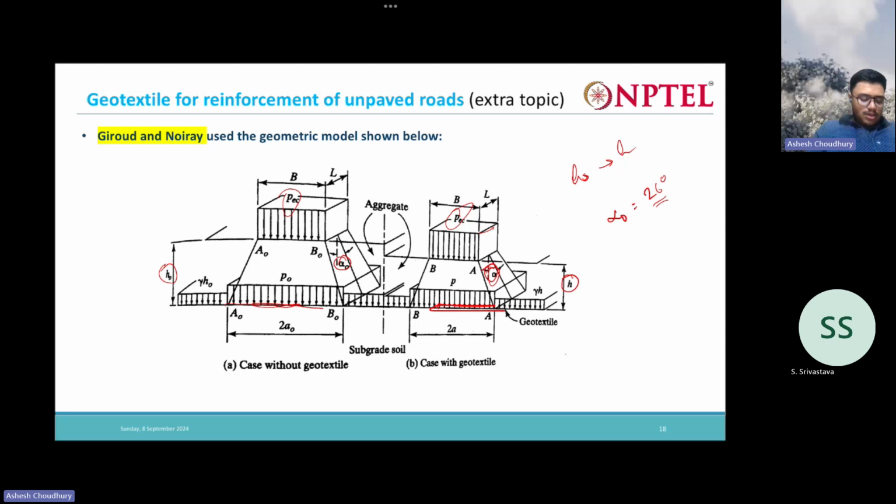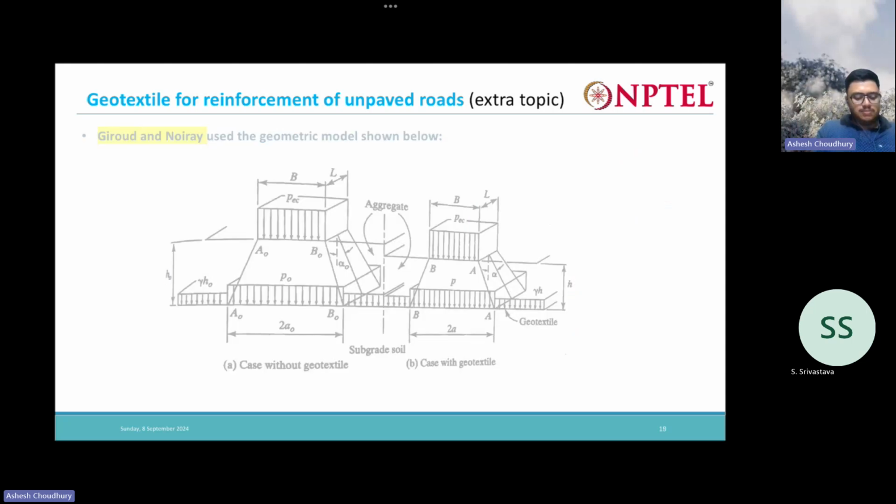Now this P naught is the pressure coming from the distribution of the wheel load, and also the thickness term gamma into H naught. Or in this case when the geotextile is used, it is the PEC plus gamma into H. Okay, gamma into H. So this P is the combined pressure that is acting due to the wheel load and due to the aggregates that we have put. Okay, that is the combined pressure that is there. Now let us see next.